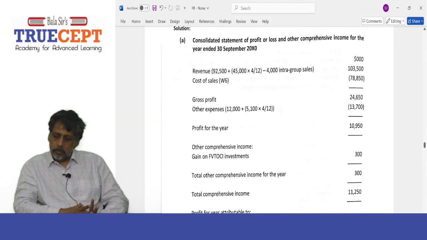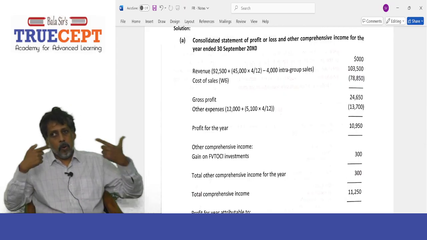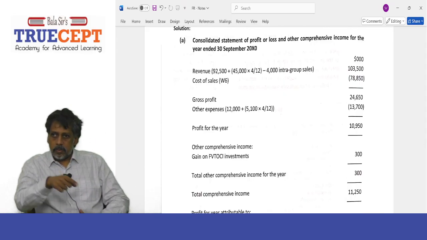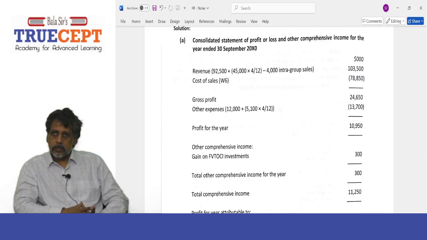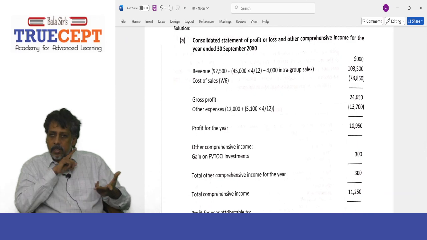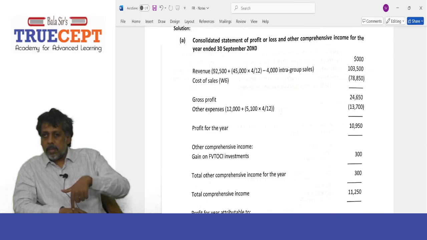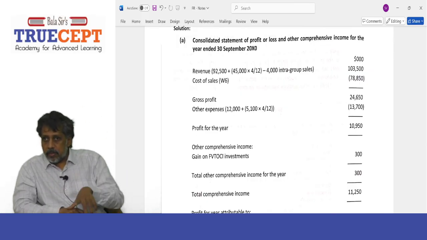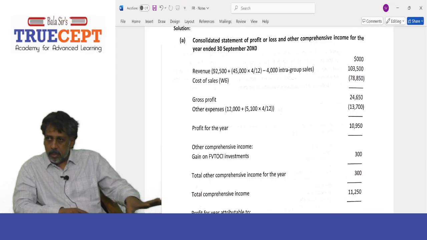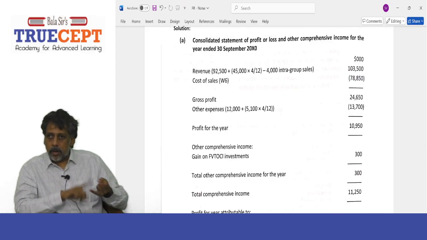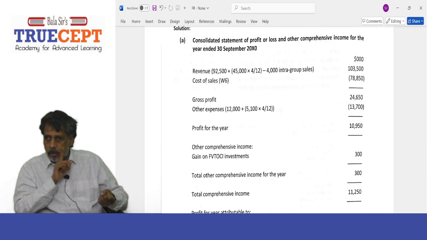Consolidated statement of profit or loss and other comprehensive income for the year ended 30th September 20X0. Revenue: 92,500, my revenue, is taken as a whole, and yours is 45,000 into 4 by 12, minus 4,000. I'll take only the last 4 months' sales. I assume that the sales are made evenly through the year. So 45,000 into 4 by 12, how much? It works out at 15,000.